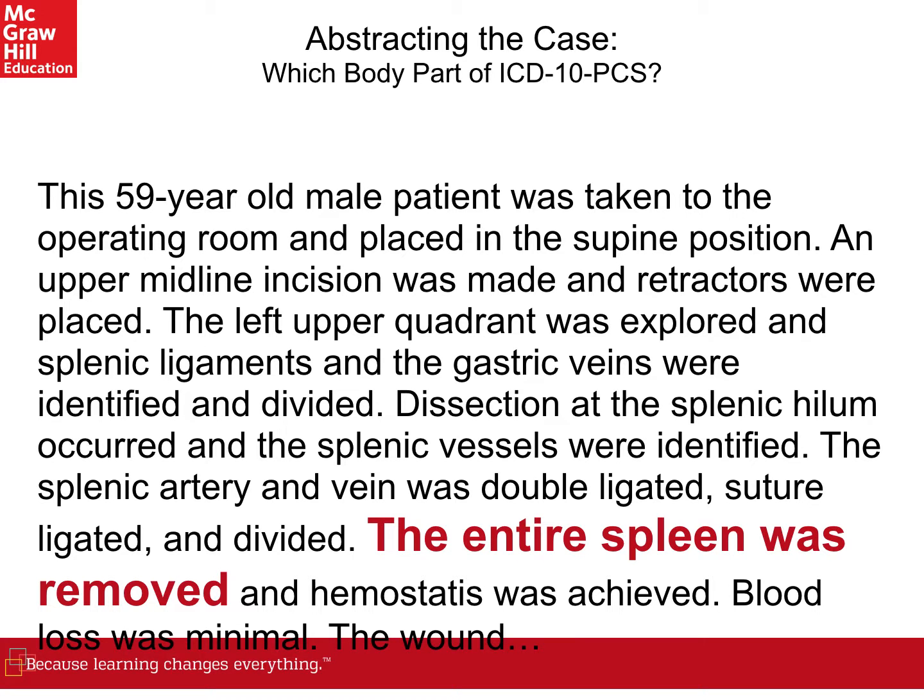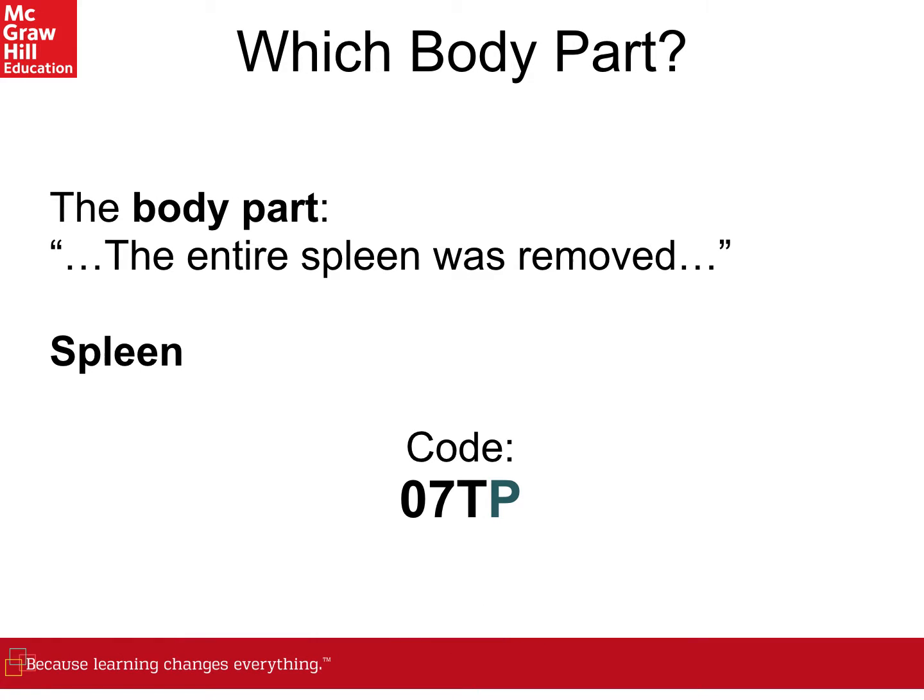Next, we need to look at what body part will be reported. And you already have the answer to that, don't you? The entire spleen. The spleen was removed. The spleen is an organ, a body part. And on this particular table in ICD-10 PCS, it leads us right to its very own character of the letter P. So now we have the first four characters of our code, 07TP.